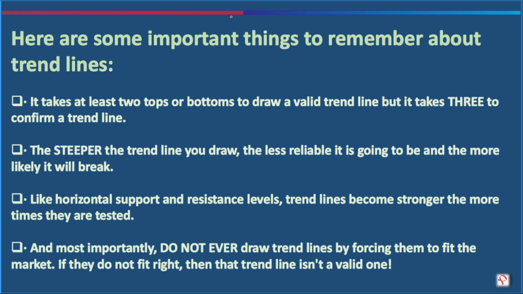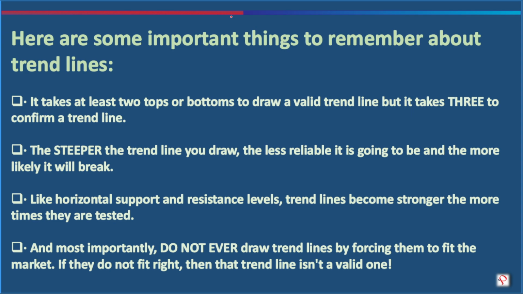So let us know the important things to remember about trend lines. Number one, it takes at least 2 tops or bottoms to draw a valid trend line, but it takes 3 to confirm a trend line. Please don't forget this. Number 2, the steeper the trend line you draw, the less reliable it is going to be and the more likely it will break. Number 3, like horizontal support and resistance levels, trend lines become stronger the more times they are tested.